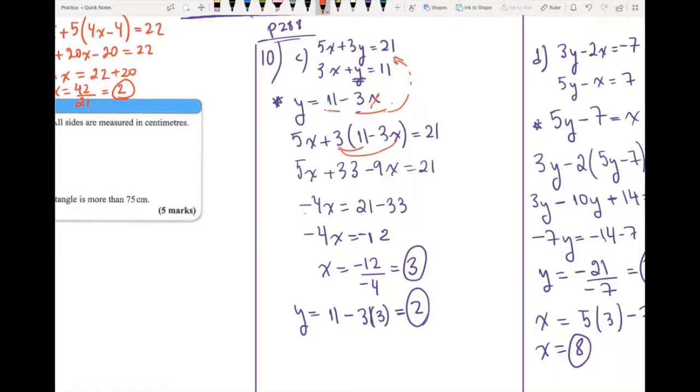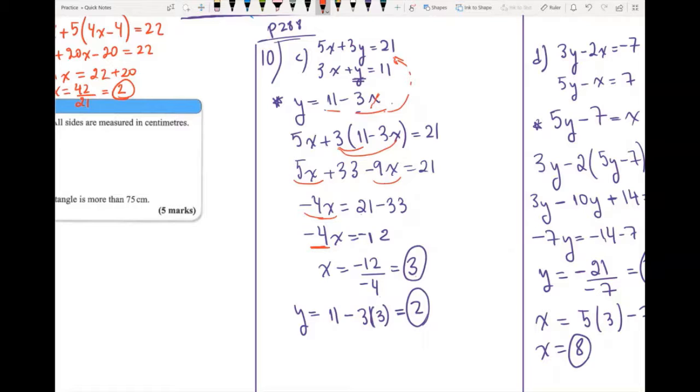Now x is on one side and numbers on the other. As you're moving the number, you have to change the sign. So minus 4x is the result of 5x minus 9x, and then you have 21 minus 33, which is equal to minus 12. So x is equal to minus 12 over minus 4, because you have to divide by minus 4 both sides in order to have x alone without a coefficient. Therefore x is equal to 3.